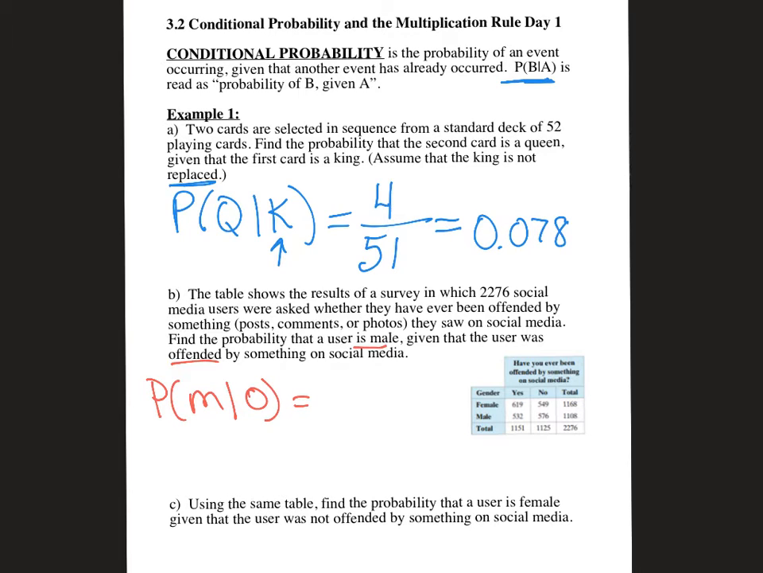So what you kind of do when you have a table, it's actually kind of nice. You're going to look at the male row, right? We've got male, female, and total. And then here is the yes, they were offended column, okay? And so your numerator is going to be where they intersect, that 532, okay? And then your denominator is always, it's really kind of neat, literally just the number in that column. So it's 1151. So that probability is 0.462, okay?